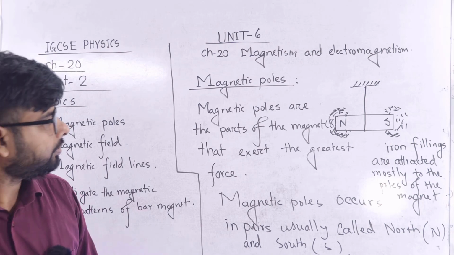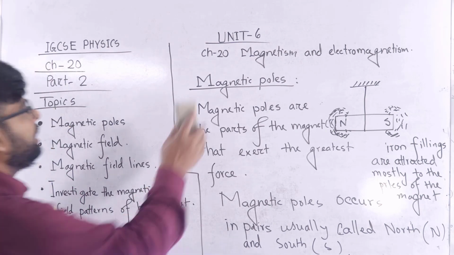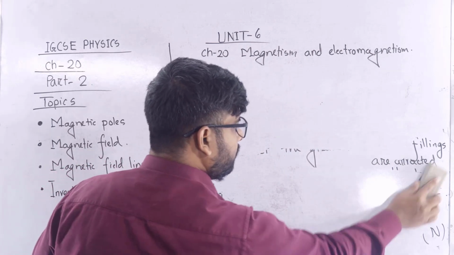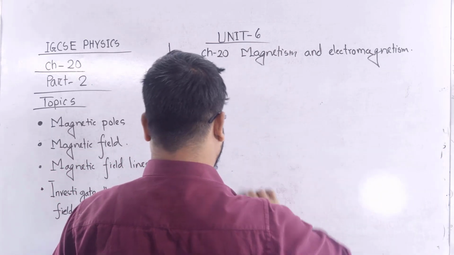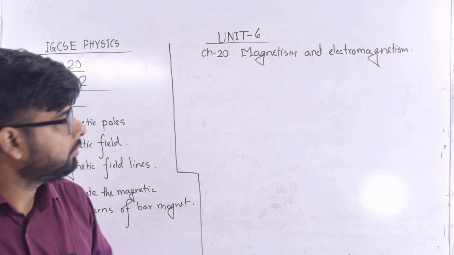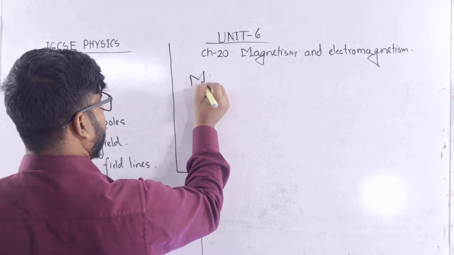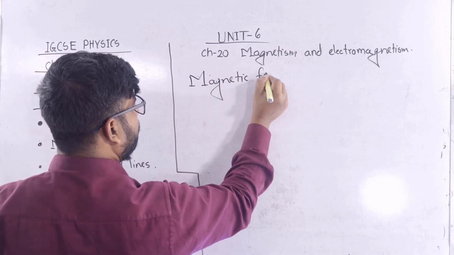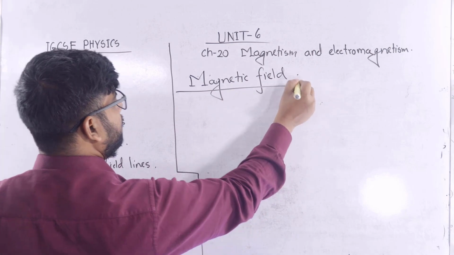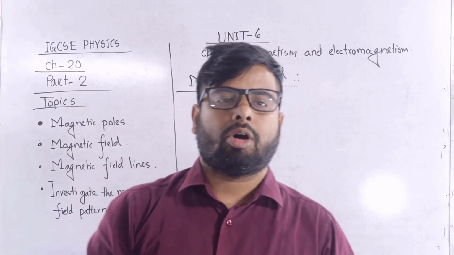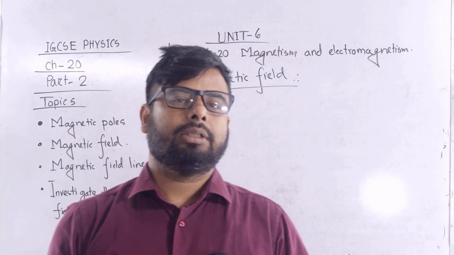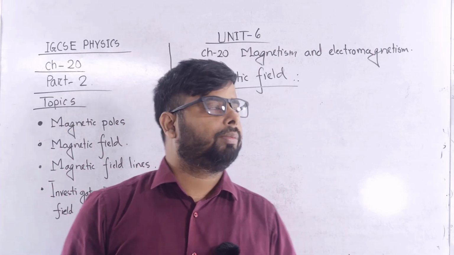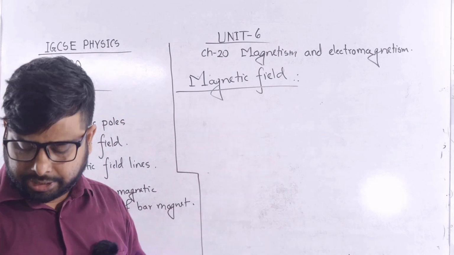Now, magnetic field. What is a magnetic field? Magnetic field is the space or region around a magnet or current-carrying wire up to which the force of influence of the magnet exists.